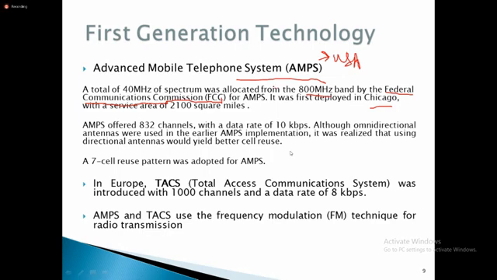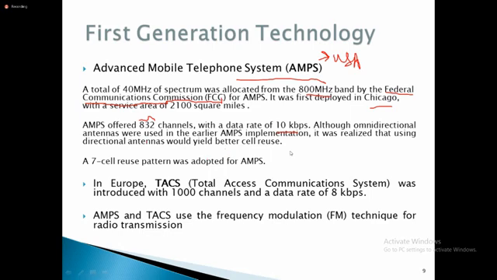Advanced Mobile Telephone System, right? Then it offered how many channels? 832 channels with a data rate of 10 kbps. So it could provide some data communication with a data rate of 10 kbps, which is very less. So when you compare the data rates that we have today, this is a very less data rate.